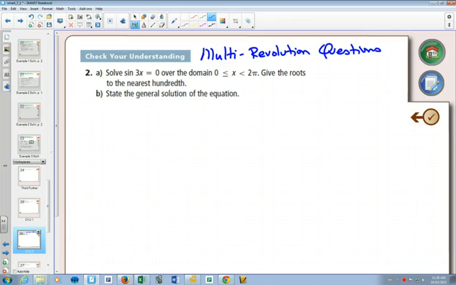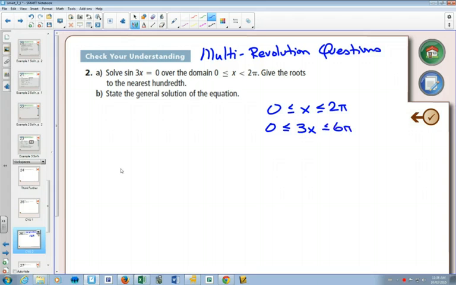Okay, we can still use the same technique that we did before because this one has a period of 2 pi over 3. But what it does, in part A, we want to solve with x between 0 and 2 pi. Well, if x is between 0 and 2 pi, what will 3x be between? 0 and 6 pi.